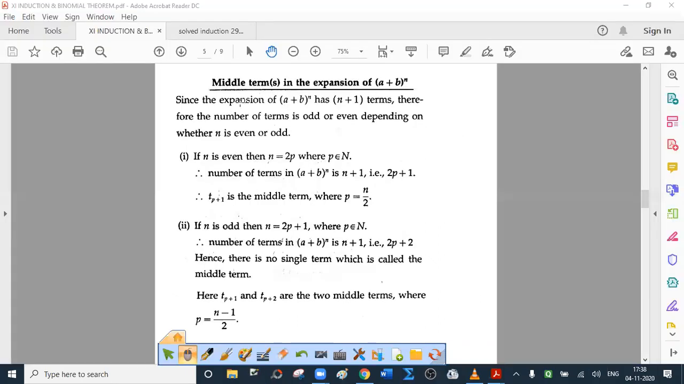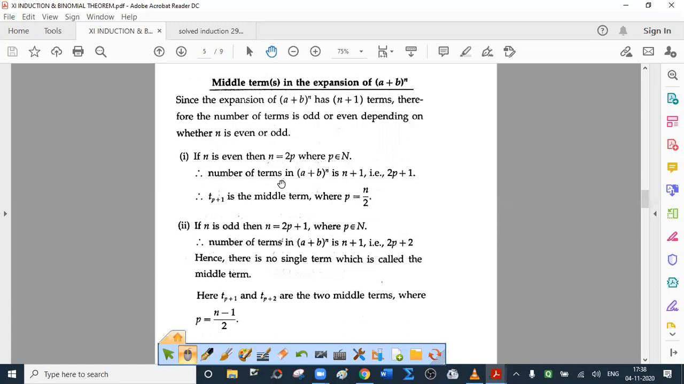See, the middle term or terms in the expansion of (a + b)^n. Since the expansion of (a + b)^n has n plus 1 terms, therefore the number of terms is odd or even depending on whether n is even or odd. First case, if n is even, then n equals 2p where p belongs to N. So the number of terms is 2p plus 1. So T(p+1) is the middle term where p is n by 2.